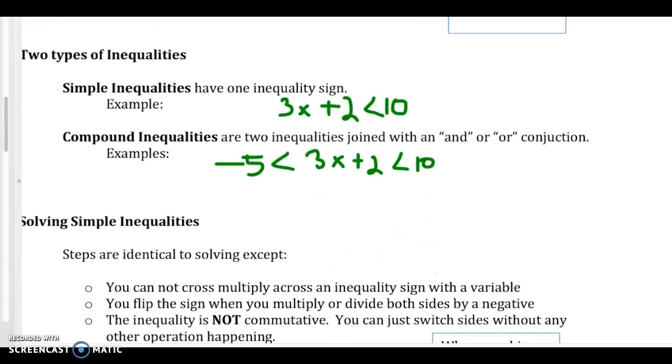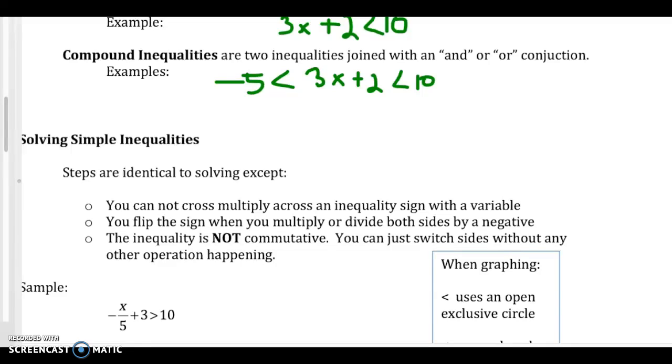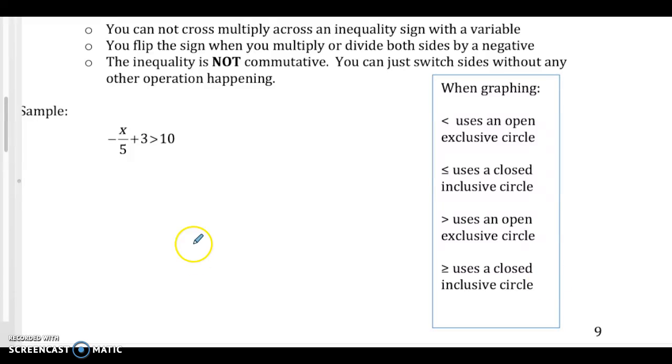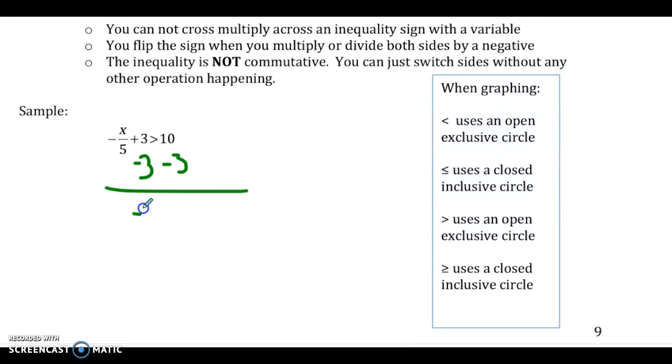So in solving a simple inequality, you're going to follow pretty much the same process as solving an equation, except that when you have to divide both sides by a negative, you're going to flip that inequality. Let's look at an example here. We've got negative x over 5 plus 3 is greater than 10. Our first step is we are definitely going to subtract 3 from both sides, just like we would if this were an equation. We're then going to have negative x over 5 is greater than 7.